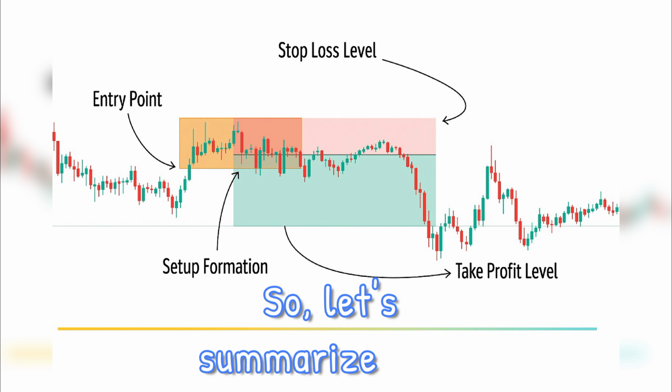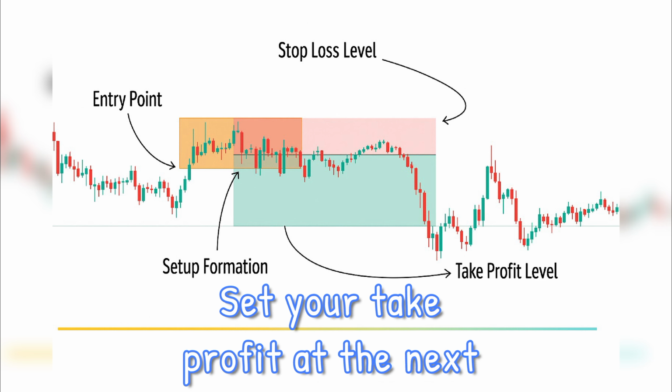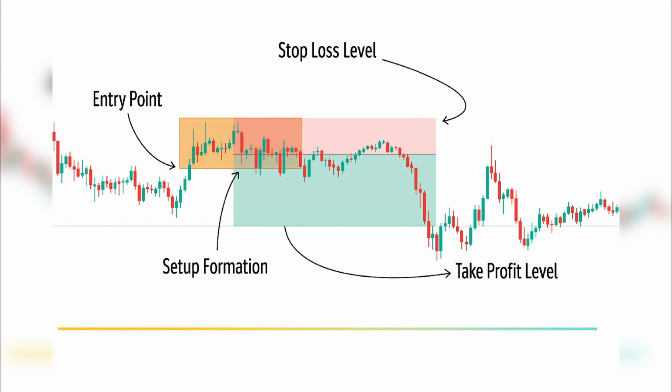So let's summarize what this chart is teaching us. Identify a range or consolidation zone. Wait for a fake out, a move that breaks the range and reverses quickly. Enter on the candle that closes back inside the range. Place your stop loss just above the fake out wick. Set your take profit at the next clean price zone or imbalance. This is called a liquidity trap strategy, and it's used by institutional traders to trap emotional retail participants. And when you master it, you stop being the hunted and start trading like the hunter.